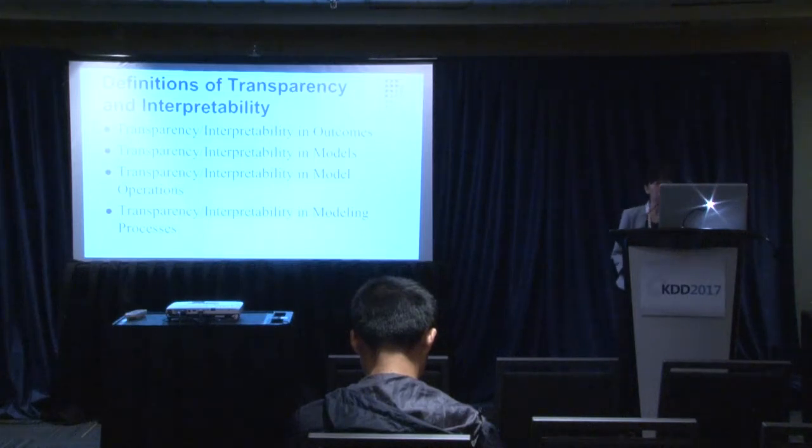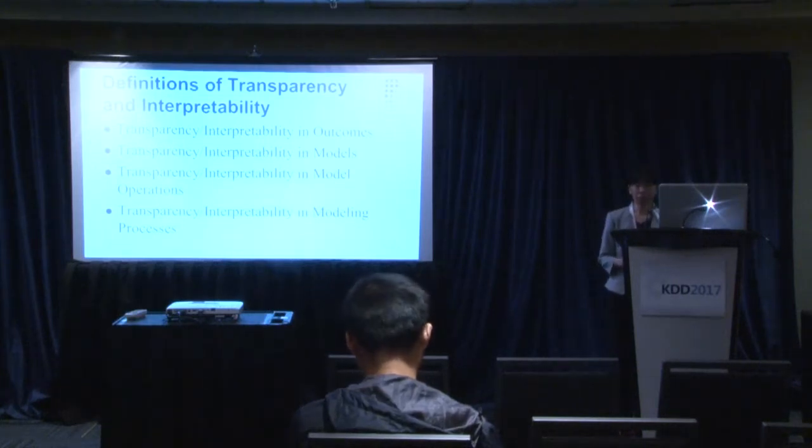For the first group, they define transparency and interpretability as the model having the ability to explain its reasoning process. They can provide explanations for their predictions. For the definitions in the second category, transparency and interpretability is defined as the model structure, model behavior, or the internal states of those models can be inspected or visualized.